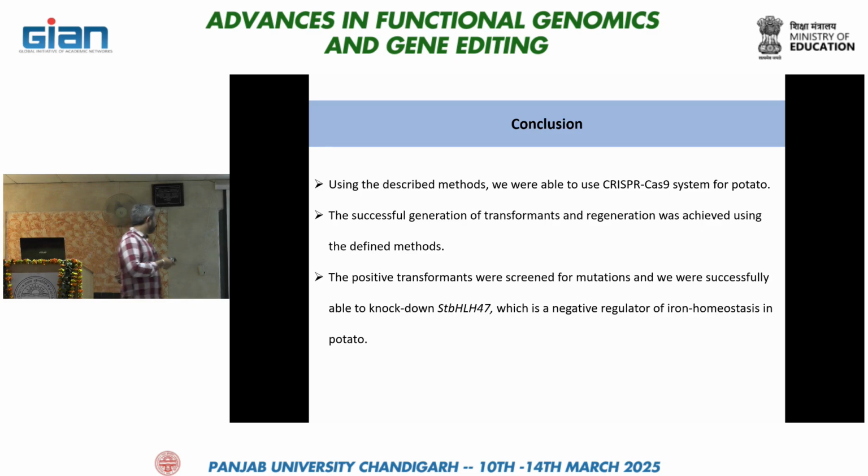To conclude, using these described methods, we were able to optimize the CRISPR-Cas9 system for potato, and we have successfully generated transformants and regenerated them using these mentioned protocols. The positive transformants were screened for mutations as I have shown in the previous slide, and we were successfully able to knock down these genes, which we analyzed through metabolic profiling, and we did HPLC and ICP-MS as well. So we have conducted various other experiments to support the successful knockdown of both of these genes.